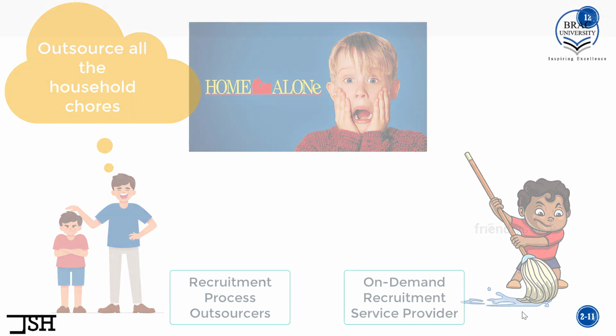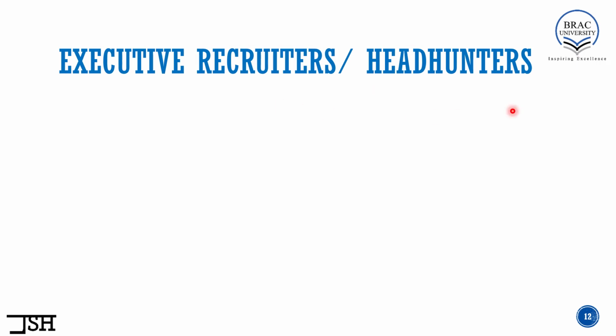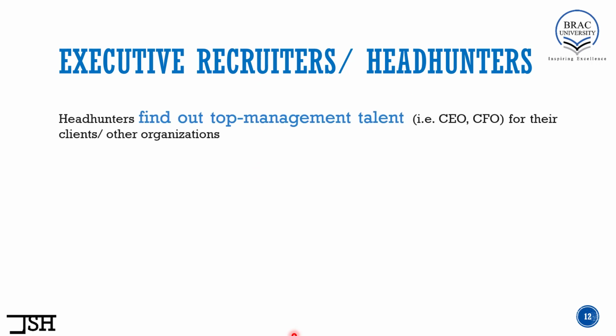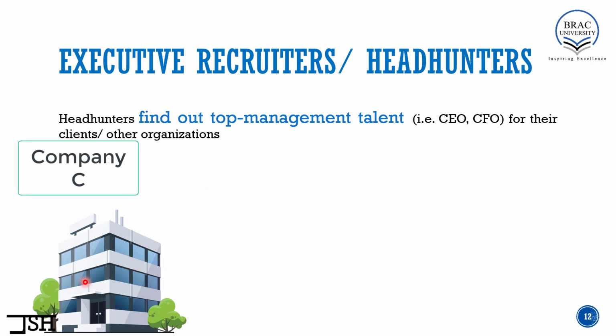So let's move on to the next one, which is executive recruiters, also called headhunters. This is a very simple example. What do they do? Headhunters find top management talent for their clients or other organizations. So these types of companies actually recruit or find or attract top management talent, such as the CEO, CFO, CTO, CMO, and candidates of other sorts. Again, let's move on to the example. Say you work for company C. Now you need to recruit a CEO.